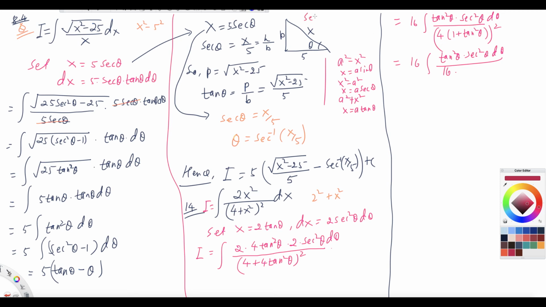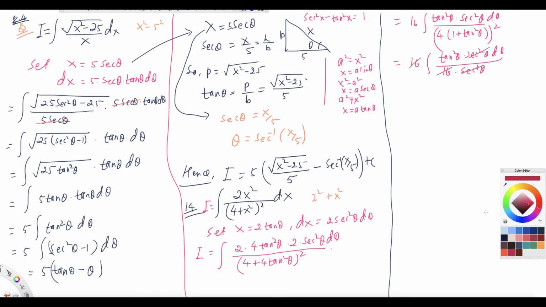Because we know that secant square x minus tangent square x equals 1. If you add tangent square x, you get 1 plus tangent square x equals secant square x. So it will be secant square, but there is a square, so it will be secant fourth theta. Now you see that you can cancel that secant square and one of the secant squares there. If you do that, what do you get? By the way, the 16 and 16 also cancel out, right?